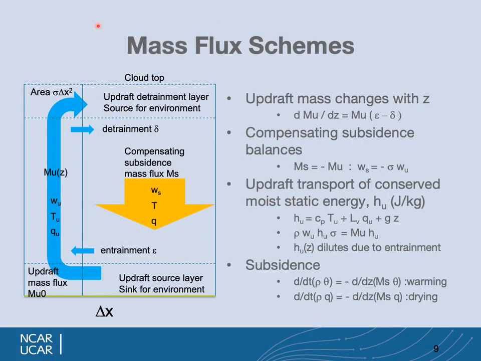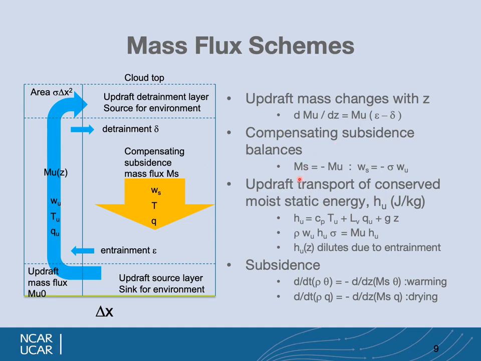This illustrates how a mass flux scheme works. It has to represent the updraft mass flux, taking boundary layer air into the upper troposphere and detraining it at cloud top. This may be a small fraction of the grid cell. Also, there's a subsidence term which compensates for it so that there's no net mass flux in the column. So the mass flux in the updraft may change with height according to entrainment and detrainment. And so you get a dMu/dz, which is a function of height. Mu is a function of height.